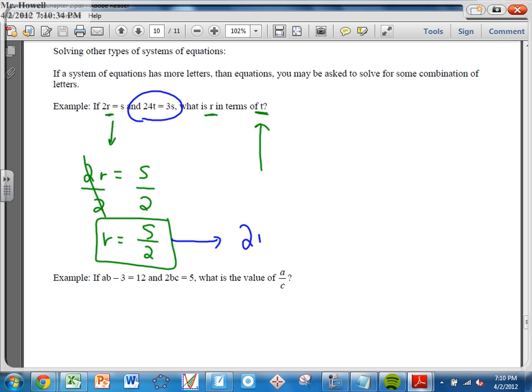2r is equal to s. Well, that goes back to my original statement right here, actually. If I take this 2 and move it on up, I get the same statement. So what we could have done in the beginning would just be to substitute in for s, right there.